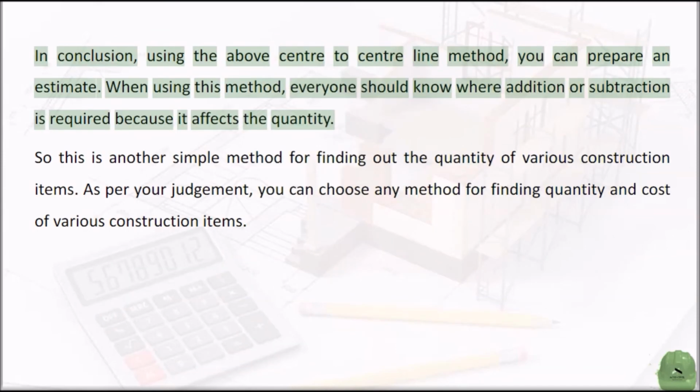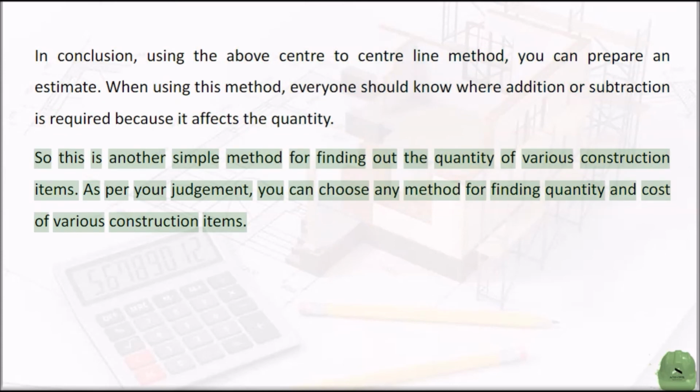In conclusion, using the above center-to-center line method, you can prepare an estimate. When using this method, everyone should know where addition or subtraction is required because it affects the quantity. So this is another simple method for finding out the quantity of various construction items. As per your judgment, you can choose any method for finding quantity and cost of various construction items.